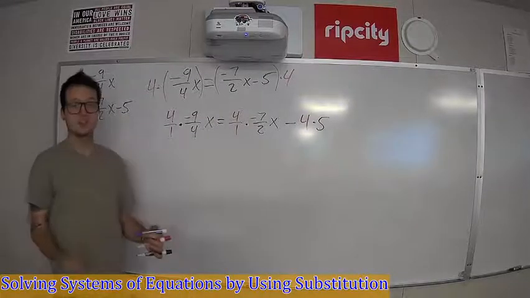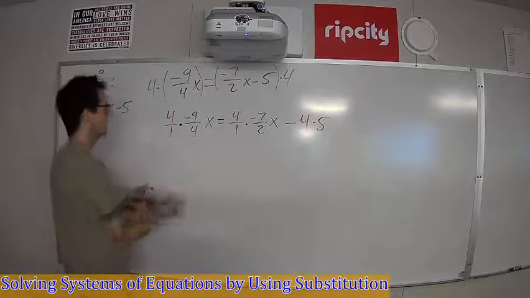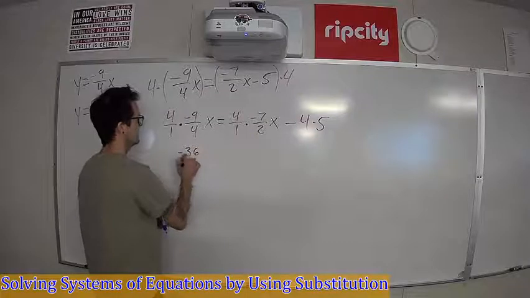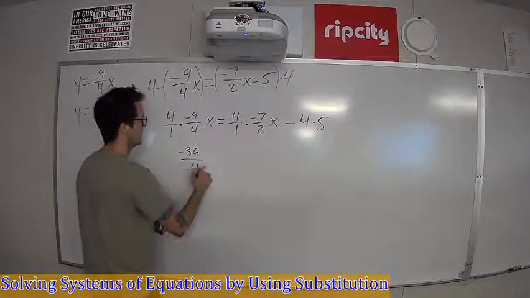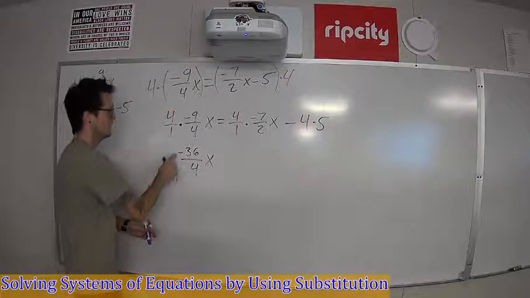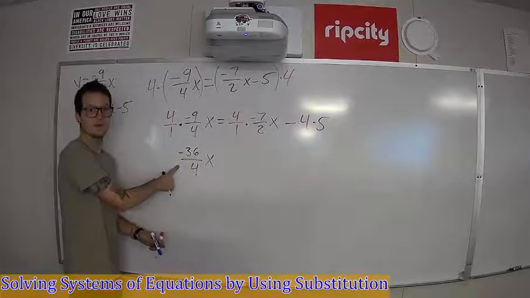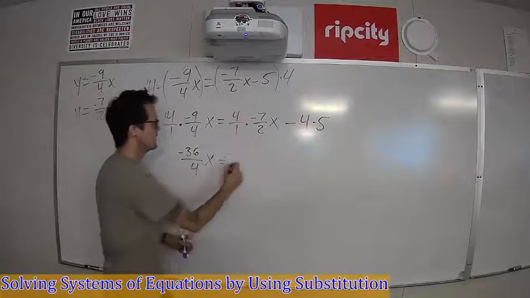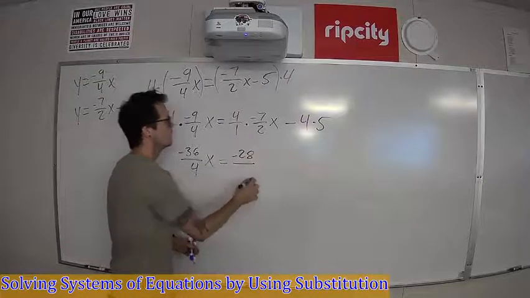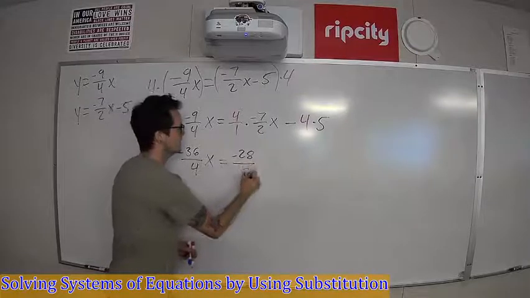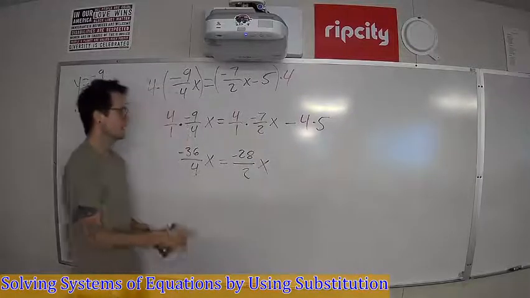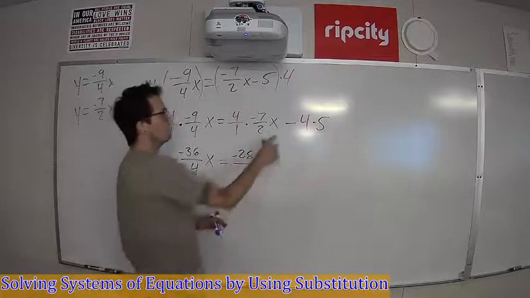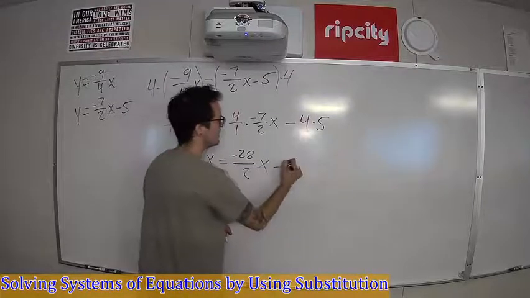So remember, to multiply fractions, we go straight across the top, straight across the bottom. 4 times -9, that is -36 over 1 times 4, and then the x is still here. This is going to be a whole number in a minute, so this fraction is about to go away. Equals 4 times -7, that's -28, and then 1 times 2 is 2, x is still there. Again, this is about to be a whole number. Fractions are going to be gone in the next step. Minus 4 times 5, well, that's 20 all day long.